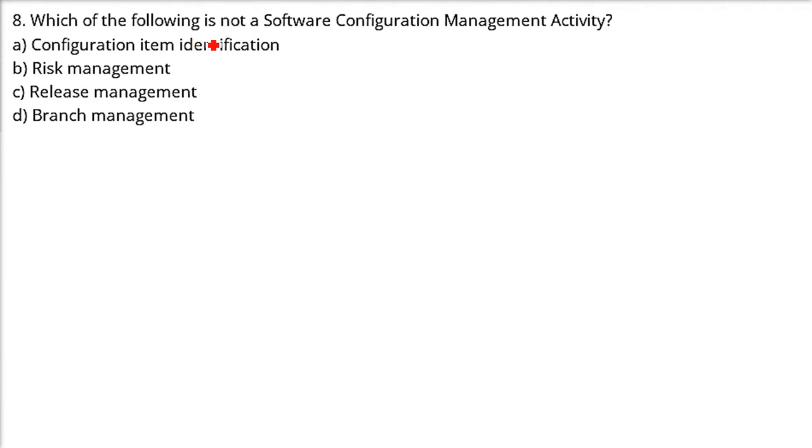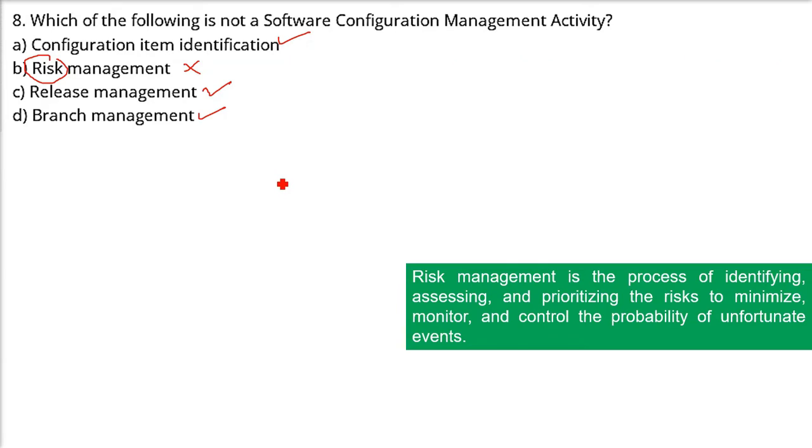So configuration item identification is, release management is, branch management is, risk management is not an SCM activity. So what is risk management? Risk management is the process of identifying, assessing and prioritizing the risk to minimize, monitor and control the probability of unfortunate events. That is, before anything can happen, you anticipate well in advance and then devise various strategies to mitigate it, to reconcile it, to handle it.